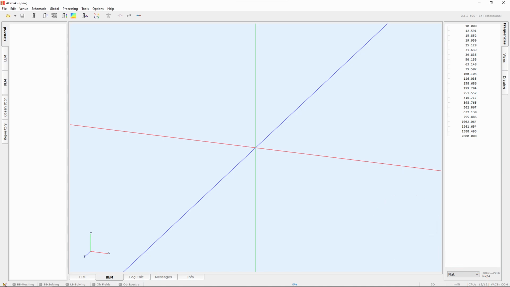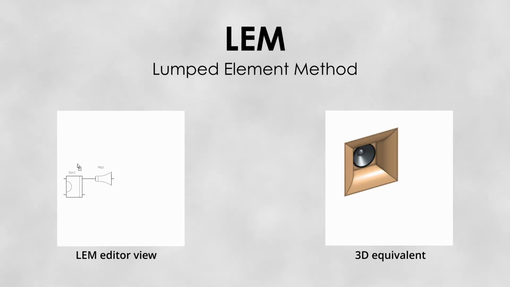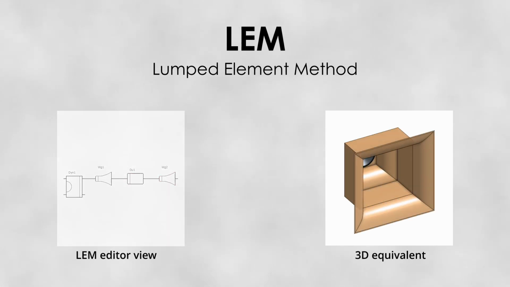Moving onward, we will now see the two methods Akabak uses to make acoustic simulations. The first one is called LEM for Lumped Element method. It works by simulating electric and acoustic properties of different components selected together in a schematic editor. It, however, has some strengths and weaknesses.